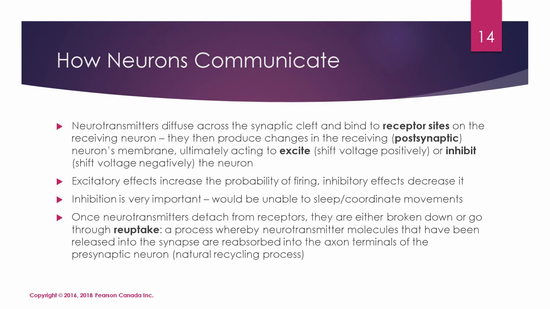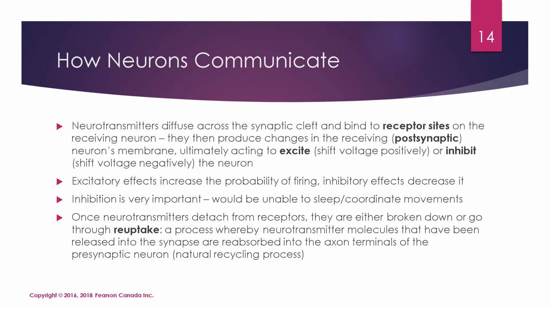So they then produce changes in the receiving neuron's membrane, ultimately either acting to excite, which would shift the voltage positively, or inhibit, which would shift the voltage negatively, that receiving neuron. So depending on what type of neurotransmitter, they're either going to make that next cell more likely to fire. If they're exciting it, if they're shifting it in a positive direction, then it's going to get more likely to fire. Or if it's an inhibitory neurotransmitter, it's actually going to cause it to become less likely to fire. So it's going to shift the voltage down negatively.